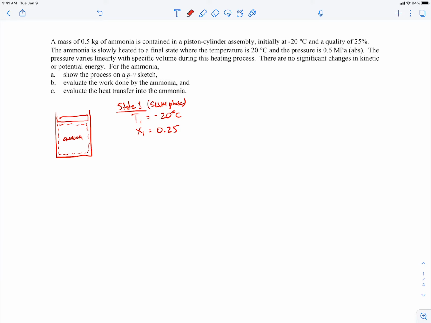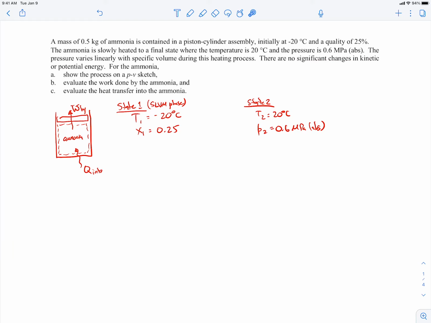And then we're told the ammonia is slowly heated to a final state, so this is state 2. The final temperature is 20 degrees Celsius, and the final pressure is 0.6 megapascals absolute. So we know that we have some heat coming into our ammonia in our energy flow diagram. We also know that there's some work going on as well because we're dealing with a piston cylinder arrangement. We're told the pressure varies linearly with specific volume during this heating process. We'll make use of that later. And there are no significant changes in kinetic or potential energy.